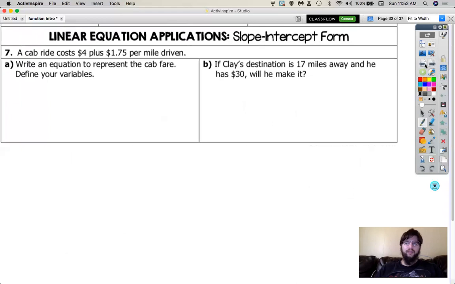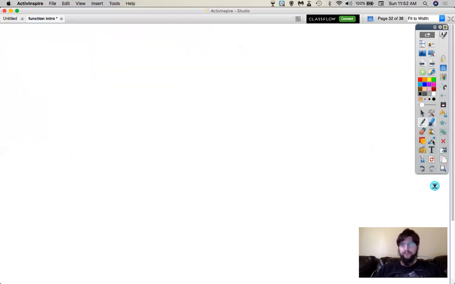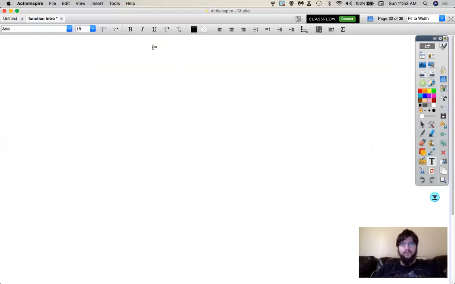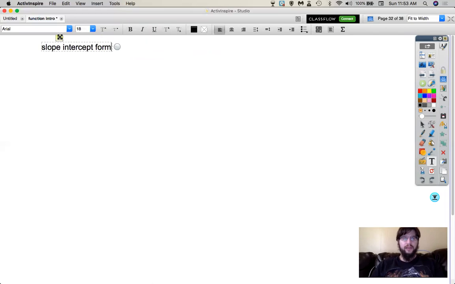So let's recap real quick. We've got slope intercept form. That is y equals mx plus b. M is slope, b is y-intercept. We use it for graphing.